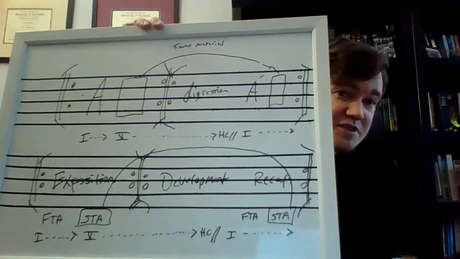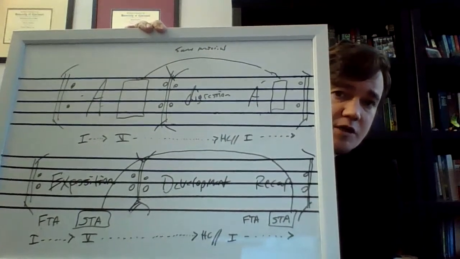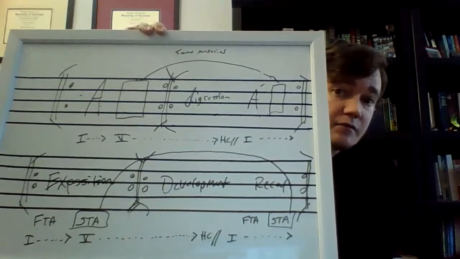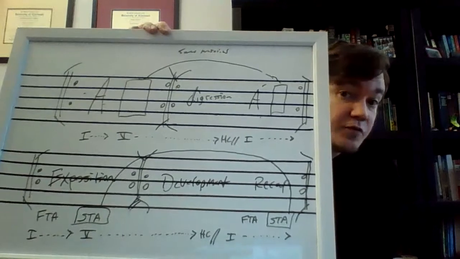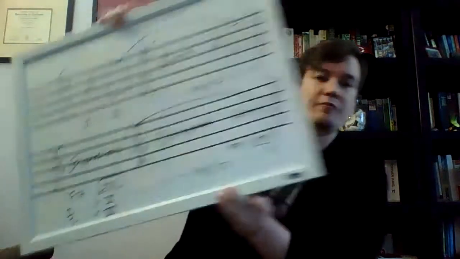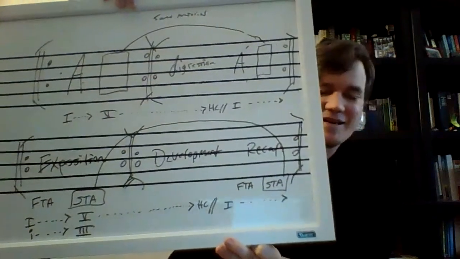So we have our exposition, which will have our first and second tonal areas. So for here, again, like in a major key, it would be 1 and 5. If it was in a minor key, we would see typically minor 1 and 3, the relative major, sorry. I got that mixed up.